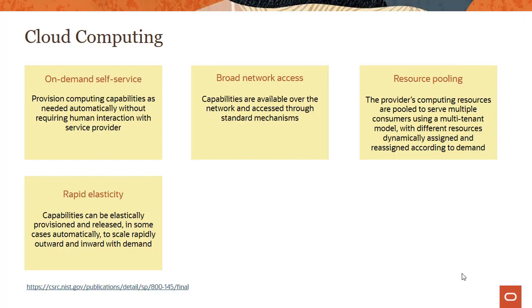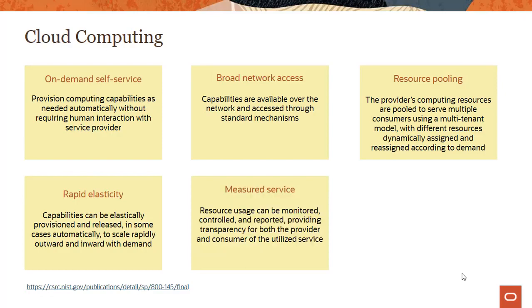The fourth one is rapid elasticity, which ties closely with the pooling concept. Capabilities can be elastically provisioned and released, in some cases automatically, to scale rapidly outward and inward depending on your demand. So if your demand increases, you can get more resources. You have elasticity. If the demand is not that much, you can release those resources. So this again ties very closely with the resource pooling concept.